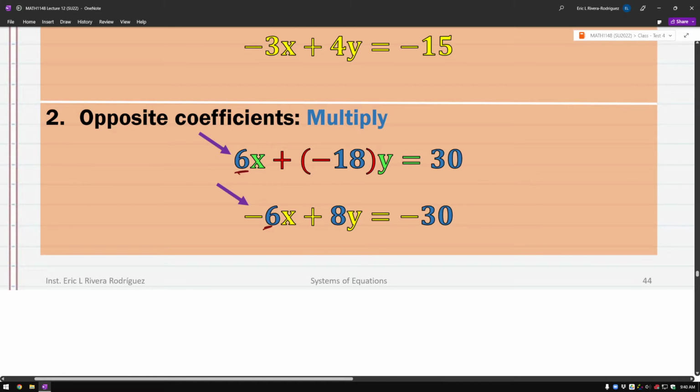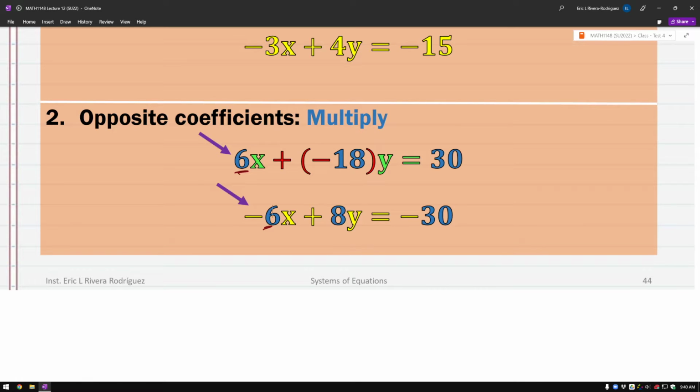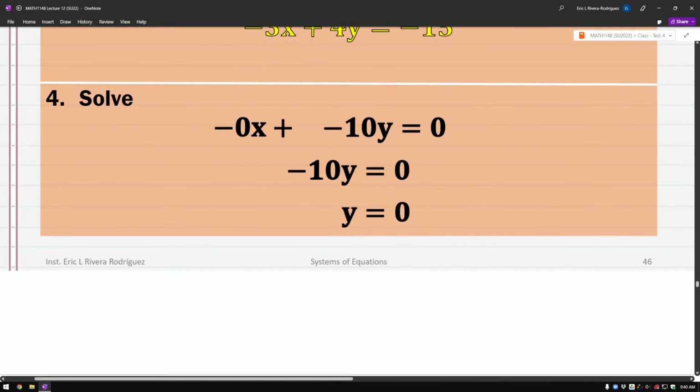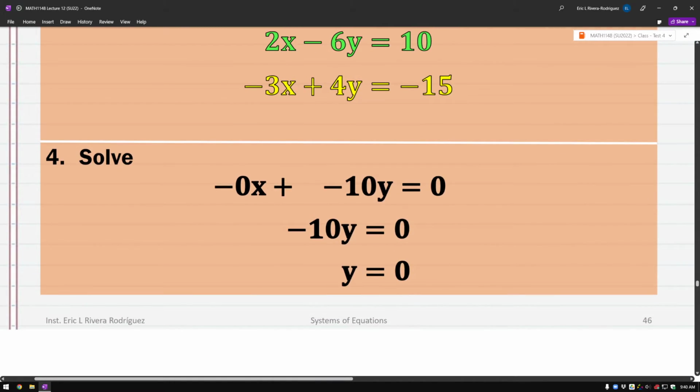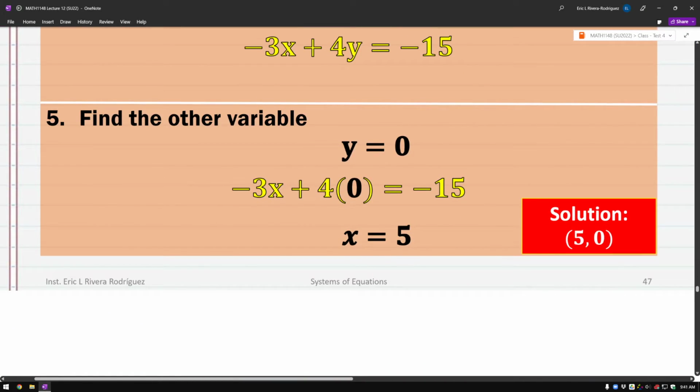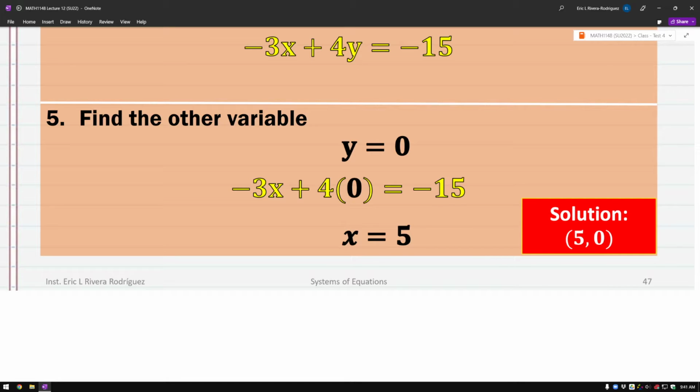Okay, so now we are ready to add both equations because we have opposite coefficients, and then we find that y is equal to 0. Okay, and then with y equals 0, we can solve for x, and x is equal to 5. So the solution is x equals 5 and y equals 0. And why am I giving you the solution as a coordinate and not as x equals 5 and y equals 0? Why am I using now a coordinate?